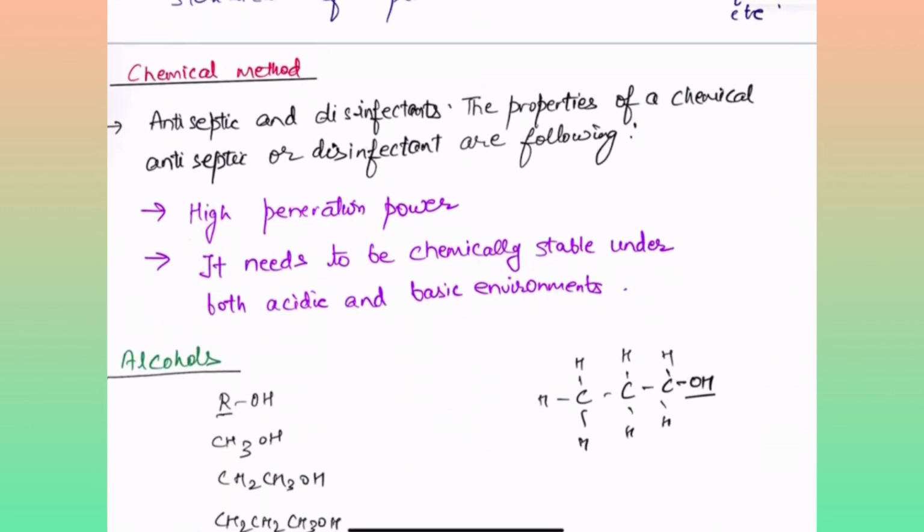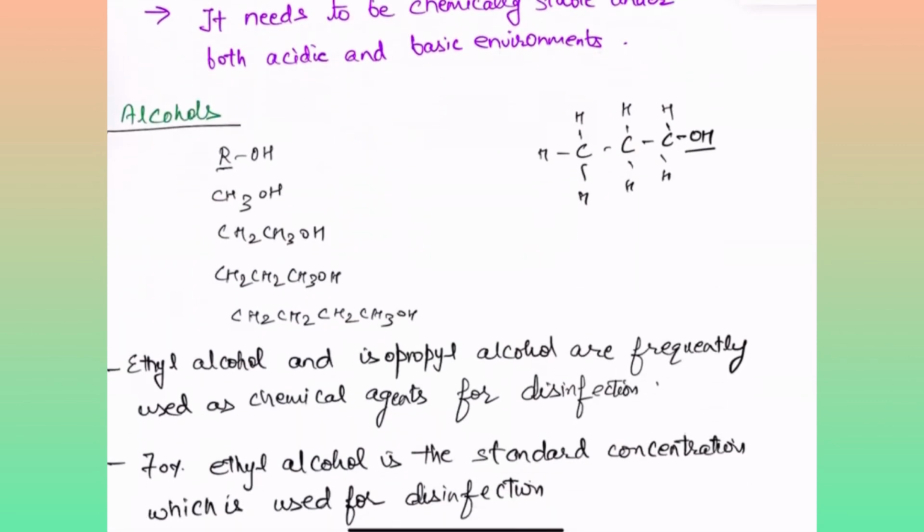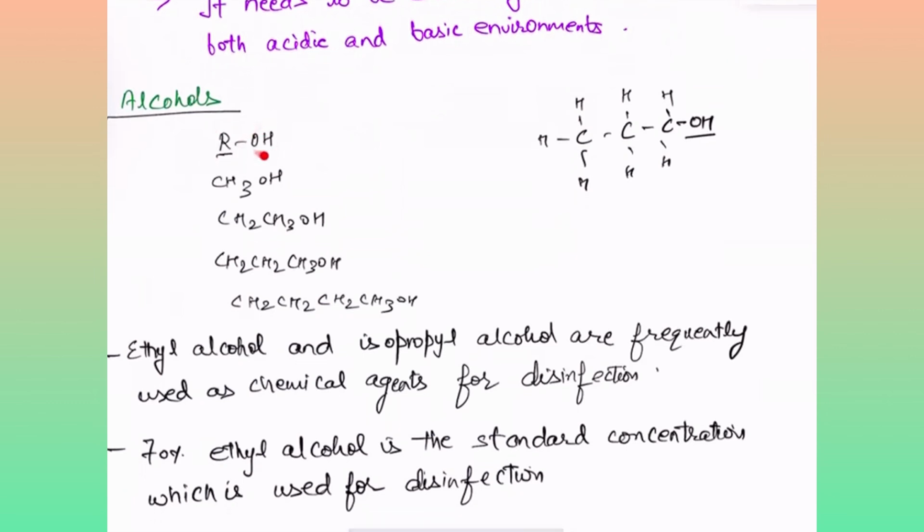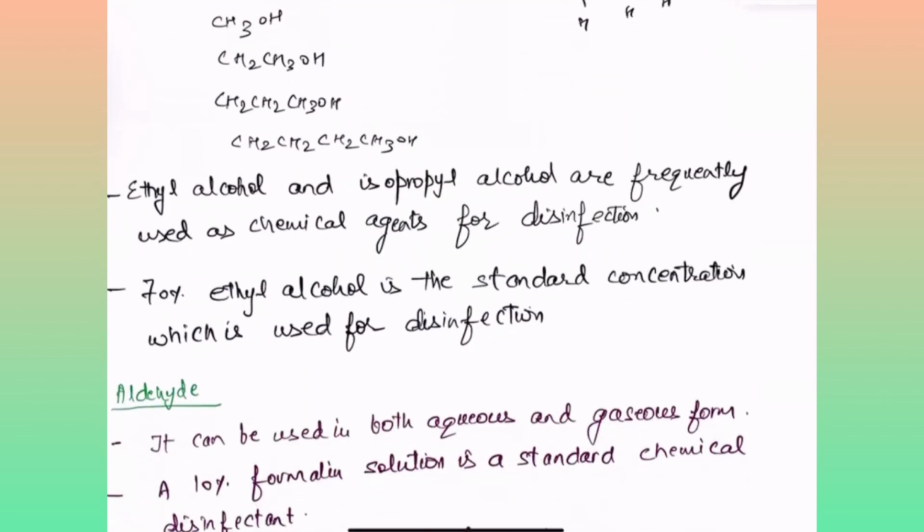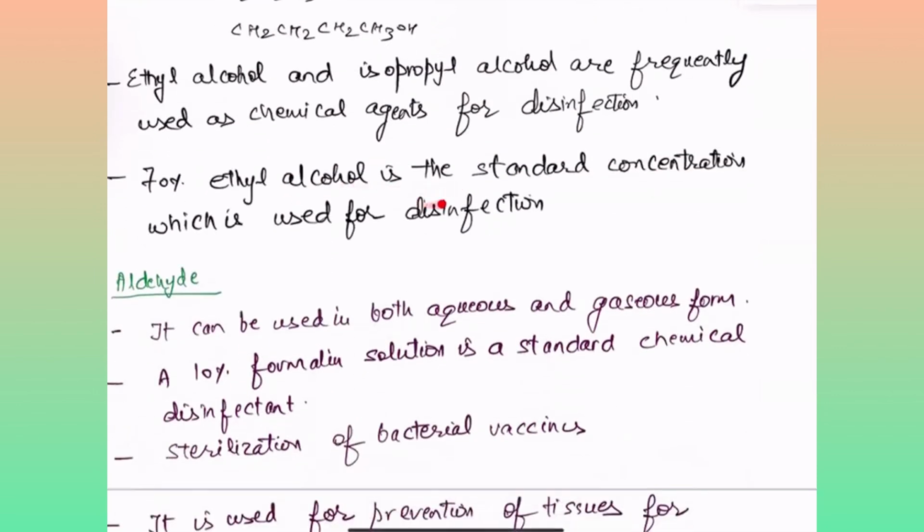Chemical method. Antiseptics and disinfectants. The properties of a chemical antiseptic or disinfectant are the following. First, high penetration power. Second, it needs to be chemically stable under both acidic and basic environments. Alcohol, which is an R group followed by an OH group. Ethyl alcohol and isopropyl alcohol are frequently used as chemical agents for disinfection. 70% ethyl alcohol is the standard concentration which is used for disinfection.